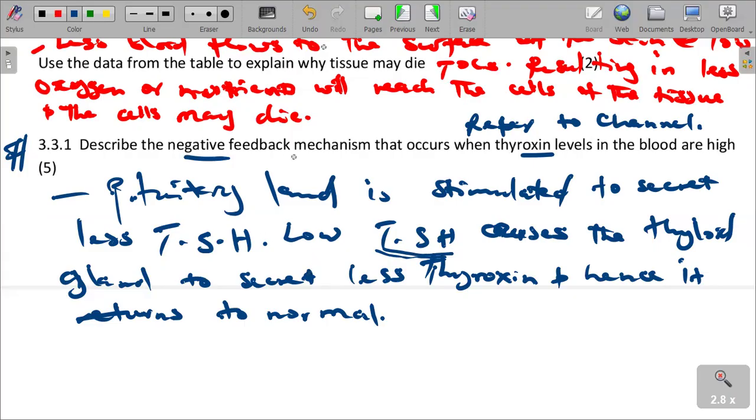That is the negative feedback mechanism when the thyroxine level is too high, when we have too much thyroxine in the blood. It is all about the decrease in thyroid stimulating hormone in the blood. The thyroid stimulating hormone must be less, because the pituitary gland is stimulated not to secrete it. It is deactivated, so it secretes less. So the thyroid gland will secrete less thyroxine, and then it returns to normal because there is no activation for its secretion.